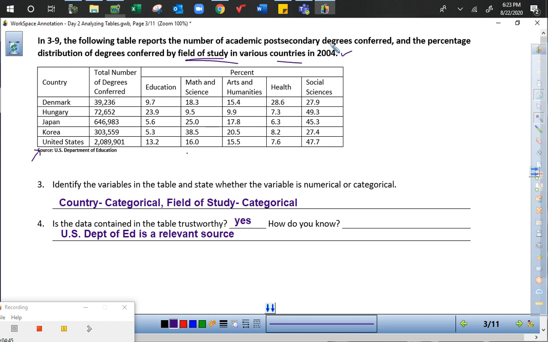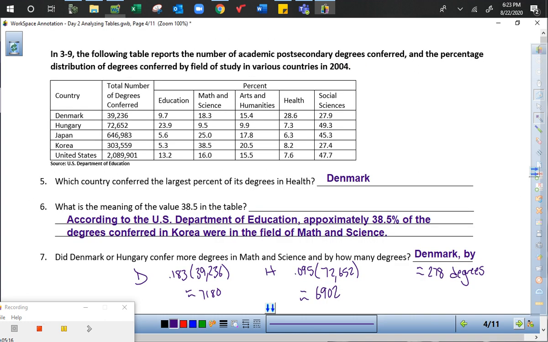Now we're going to go answer some questions about the numbers. Let's take a look at some trends and what's going on here. It says, what country conferred the largest percent of its degrees in health? So I want to kind of break down how you look at this table.